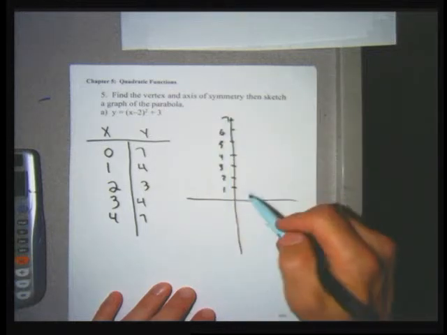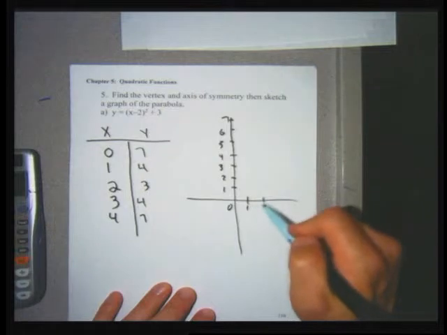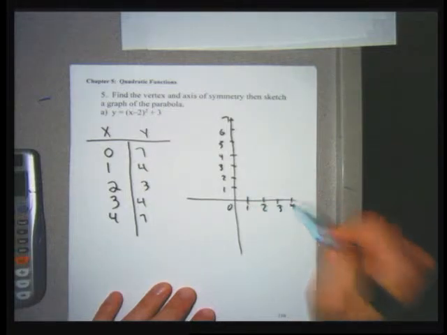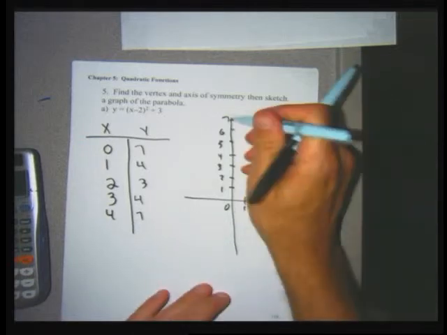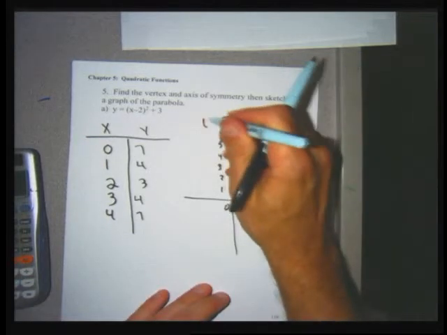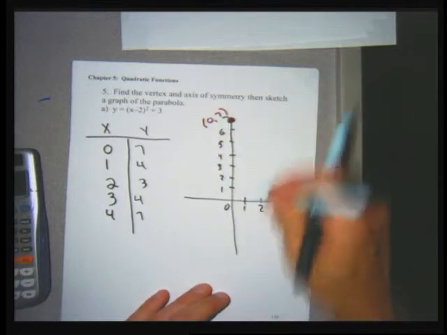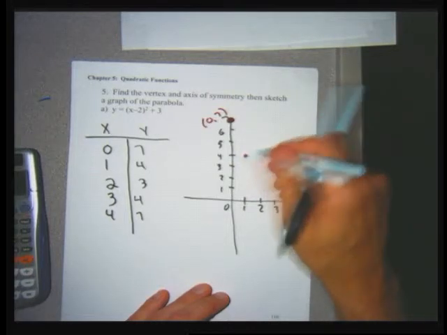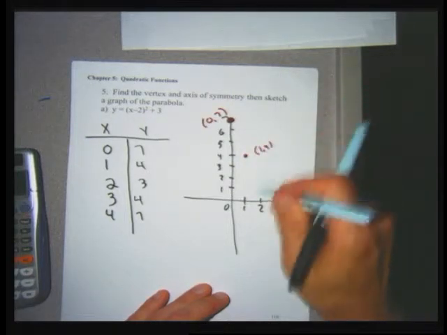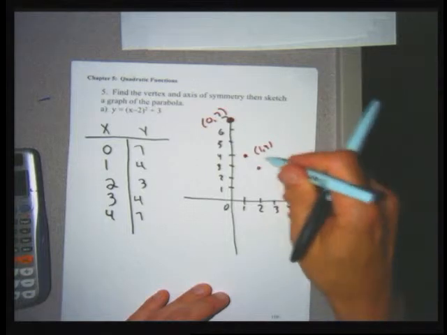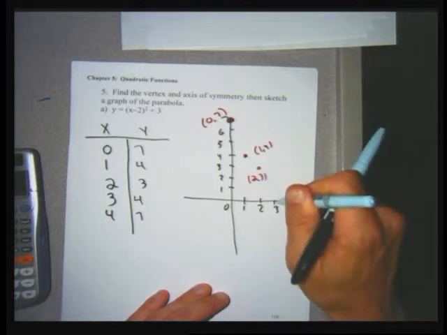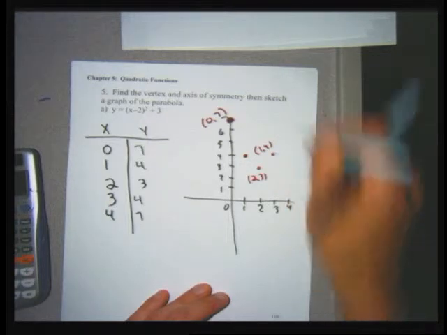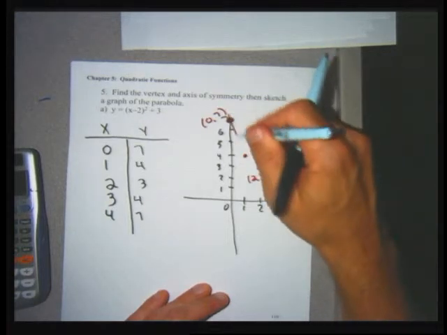And I need to go out to 4 on the x-axis. And the best I can, I'll plot the points. So my first point's the point 0, 7, which is that right there. And then 1 and 4 is about there. And then 2 and 3 is about here, which is the vertex. And then 3 and 4, and 4 and 7 the best I can.